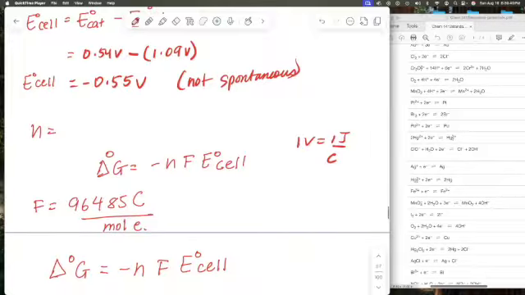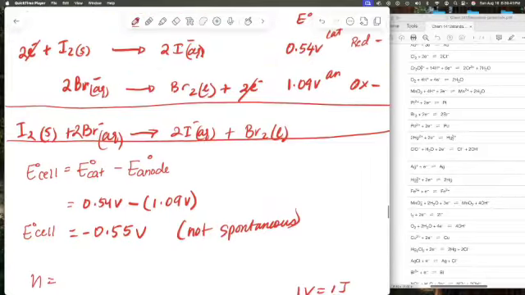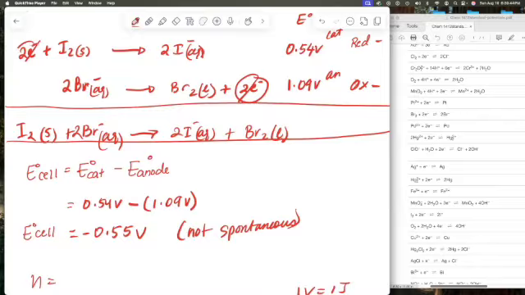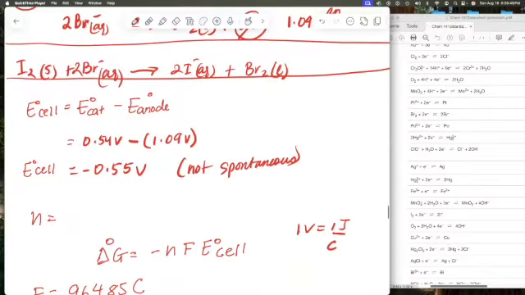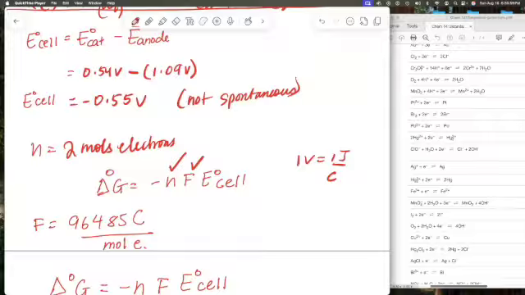We have the E of the cell. So, oh, from this right here, number of electrons is 2, right? So we have 2 moles of electrons. To do an inventory, we have n, we have F. F is a constant, it's Faraday's constant. This is the value right here. We have E of the cell. We just got that, right?